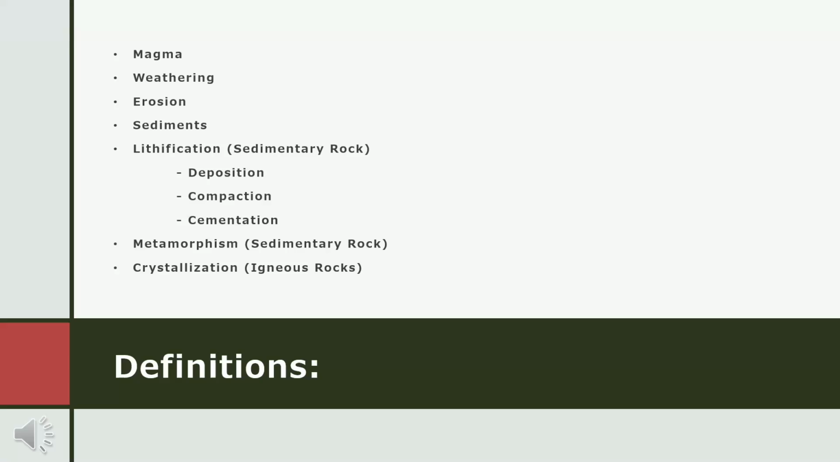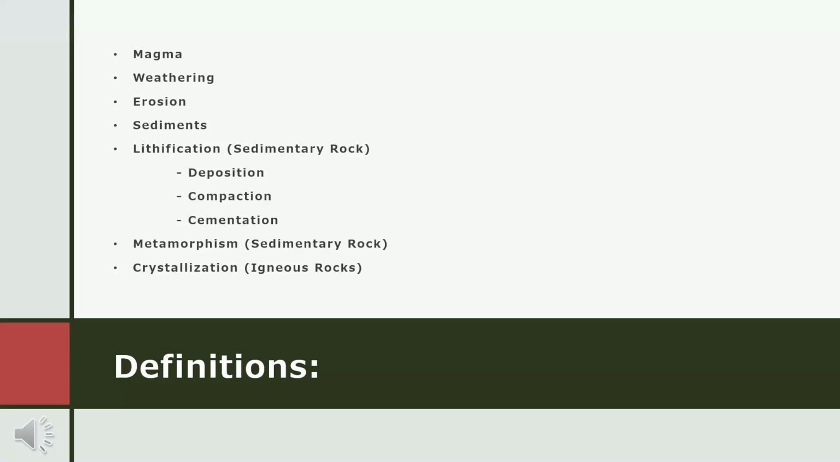First, we're going to go over some definitions that'll help you understand the rock cycle a little bit better. First, we're going to talk about magma. Magma comes from volcanoes. It's the liquid stuff that you see spew out of a volcano. It is formed by the melting of igneous and metamorphic rocks, which we'll talk about later in the next few slides. Next, we have weathering.